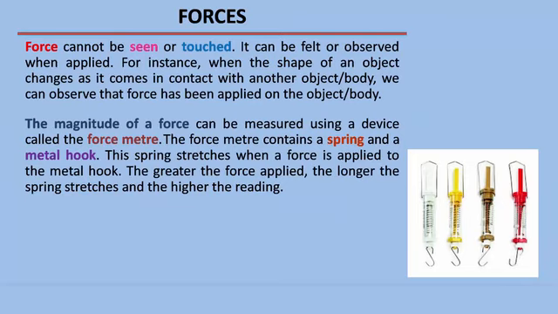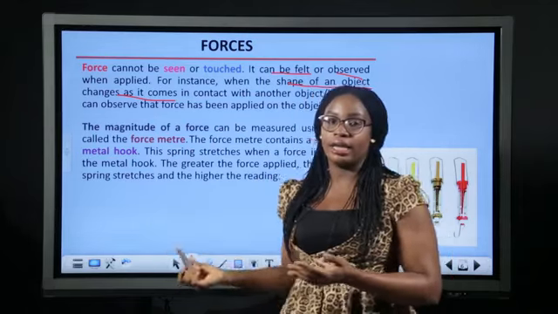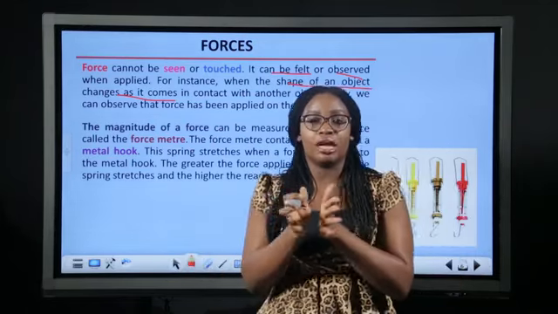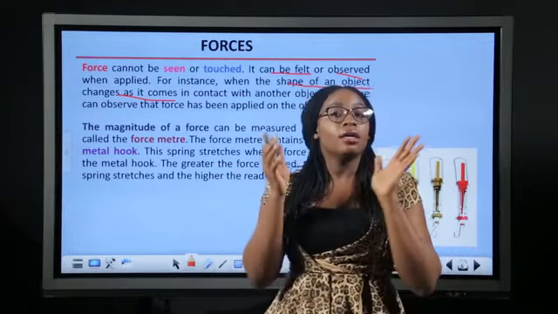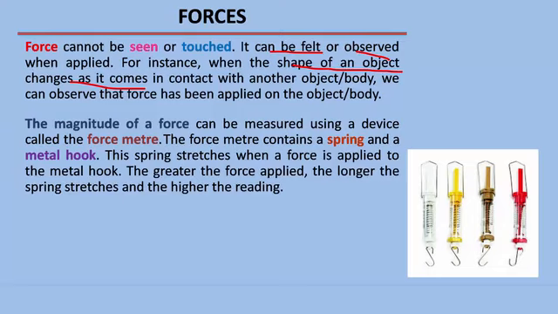Now, force cannot be seen or touched. We cannot say how force looks like. It can only be felt or observed when it is applied on a body. For instance, when the shape of an object changes as it comes in contact with another object or body, we can observe that the force has been applied on the object. Using the balloon we saw earlier, when force is applied to that balloon, it changes the shape, and we can visibly observe that the shape of the balloon has changed.